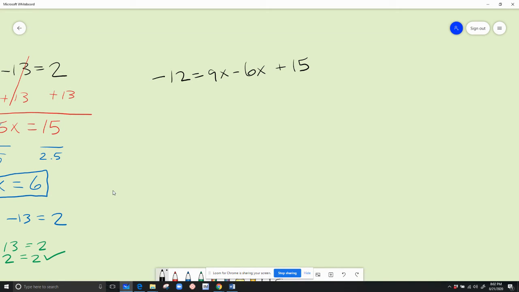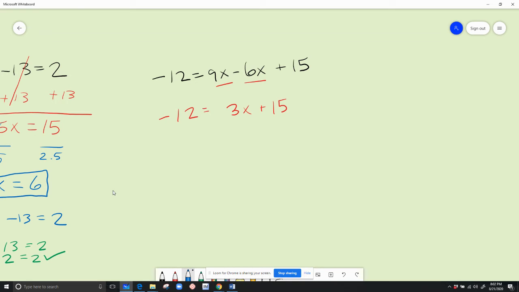Rule number 2 says to combine all like terms. Now we have an x term here and an x term here, so we need to combine that. So negative 12 stays the same. Positive 15 stays the same. And 9x minus 6x is 3x. And now we have no more like terms. And now we can move on to reverse PEMDAS.